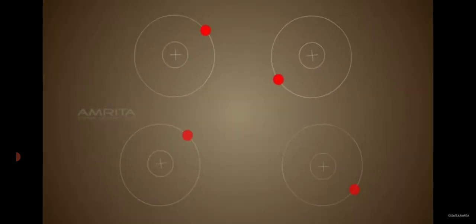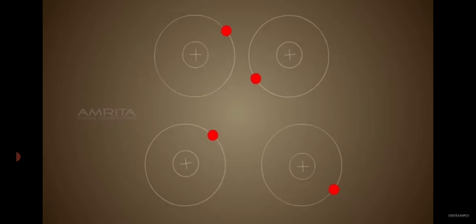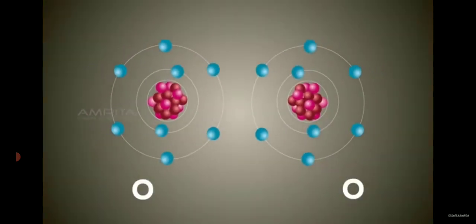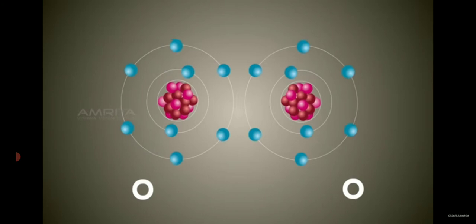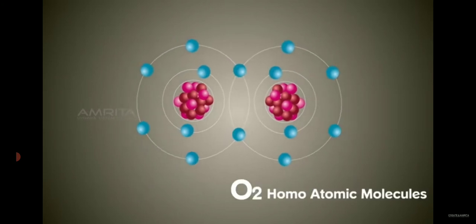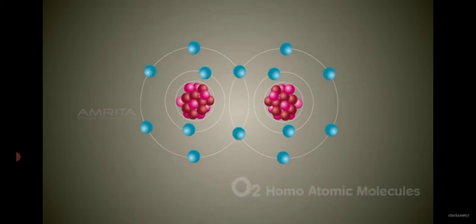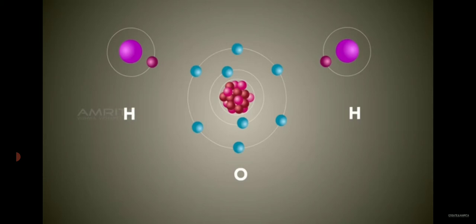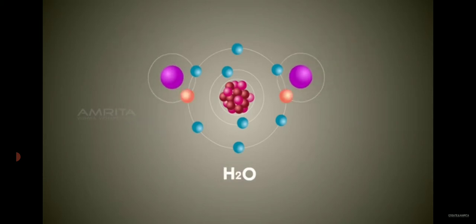There are two main types of bonds: the covalent bond and the ionic bond. If a molecule is made up of atoms of the same element, it is called a homoatomic molecule. Example, oxygen. If the molecule is made up of atoms of different elements, it is called a heteroatomic molecule.